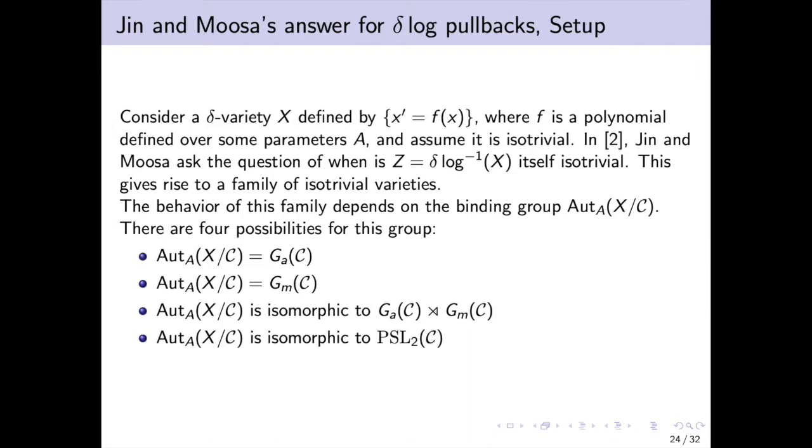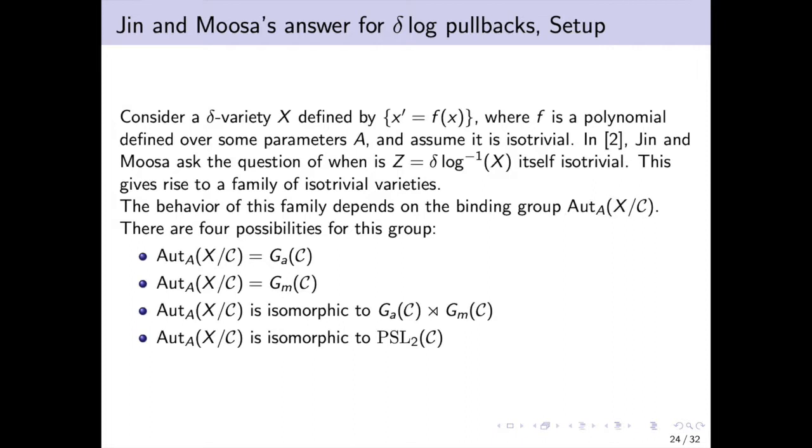Okay, so recently, Rahim Moosa and his student Rosen Jin had this paper on the arXiv giving the answer to that specific question in a very special case. So if we have a delta variety X defined by x prime equals f of x, we assume it's isotrivial. And we ask, when is the pullback by the logarithmic derivative, again, isotrivial, and does it imply that it splits? The interesting part is that it actually depends on the binding group downstairs. So there are four possibilities. It is either isomorphic to the additive group, the multiplicative group, or this semi-direct product, or PSL2.